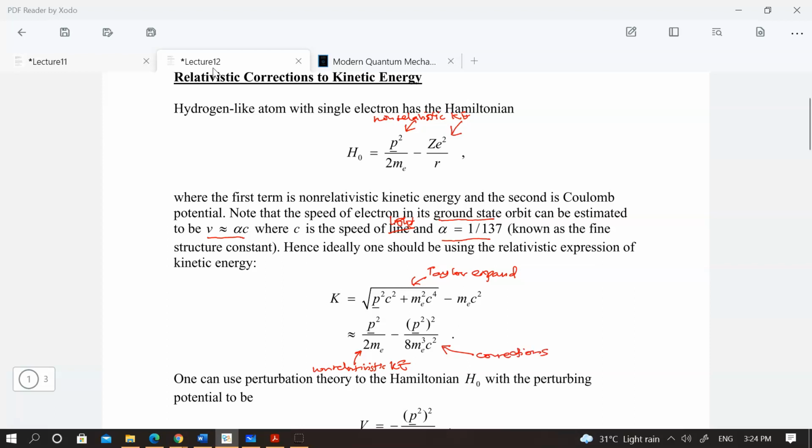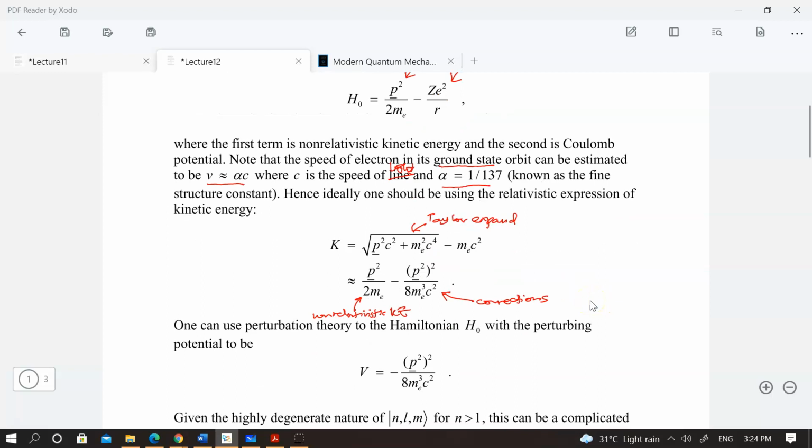Okay, so what one can do in this particular case is to consider the corrections just like another potential. So this will now be considered as your perturbing Hamiltonian, in which case the original Hamiltonian is just the ordinary one. And this one you know what the energy states are, which is just your n l m.